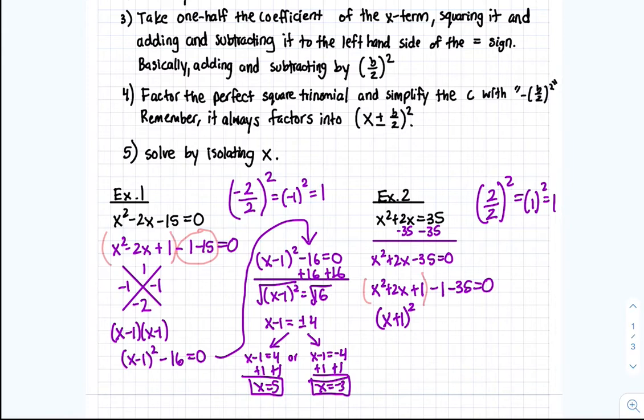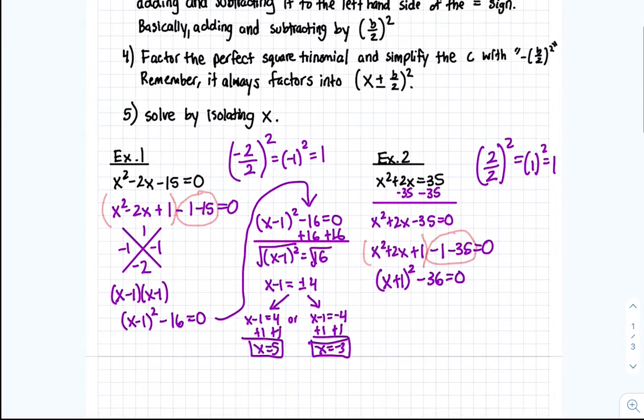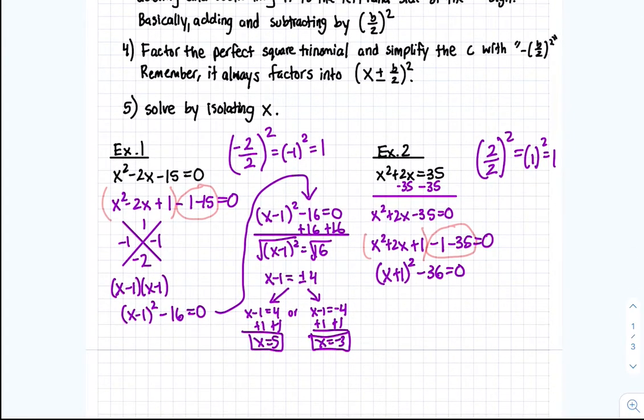Okay, following my steps, we already factored it into a perfect square trinomial. Now simplify the c with the negative b over 2 squared. So that means, you guys, we have to simplify this. So that's minus 36 is equal to 0. And then lastly, we just solve by isolating x, so add 36 to both sides.